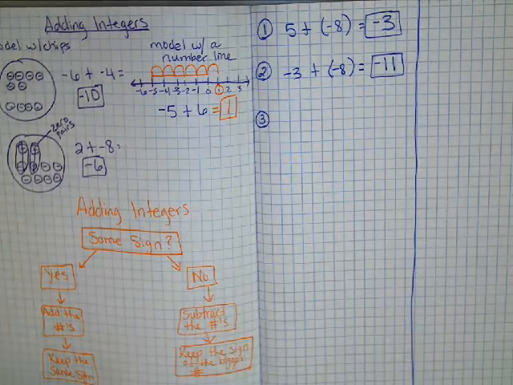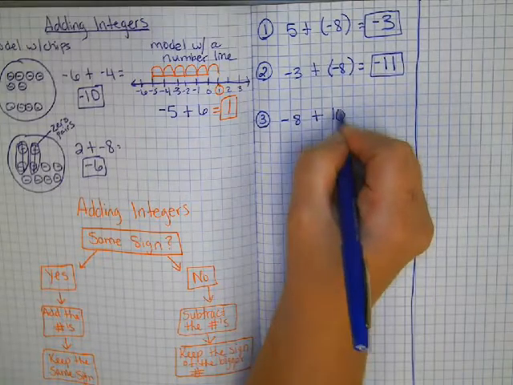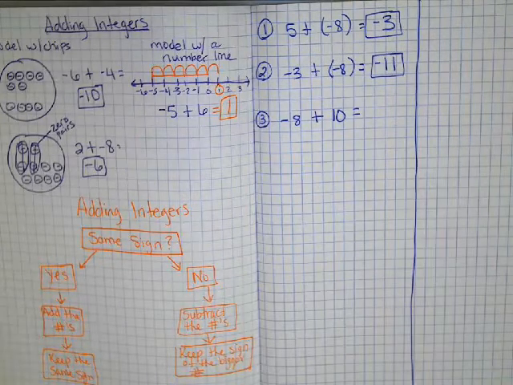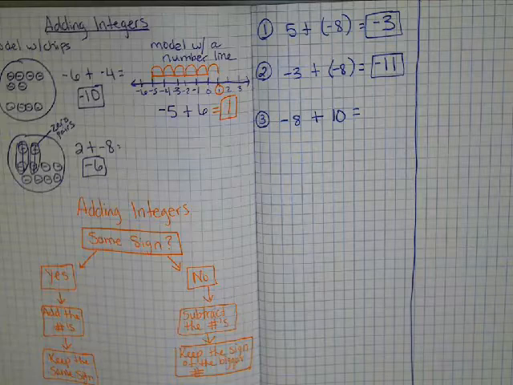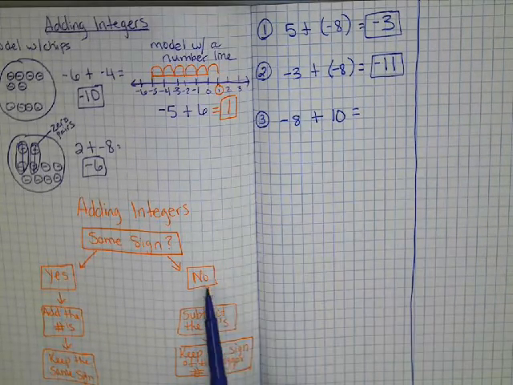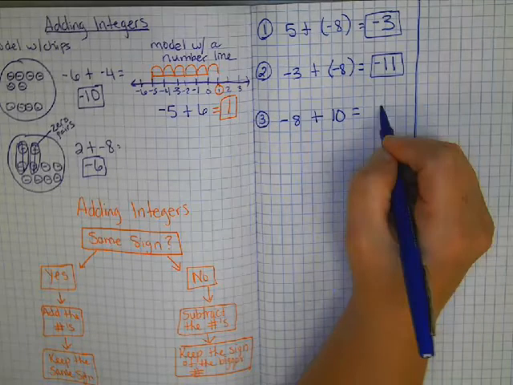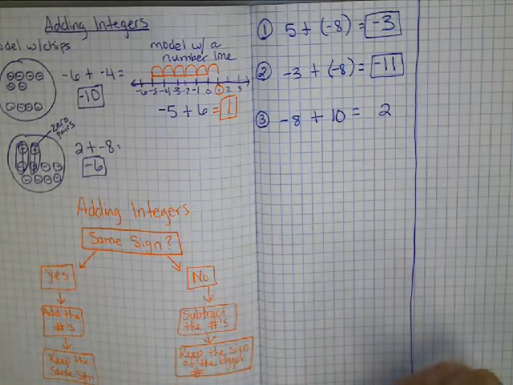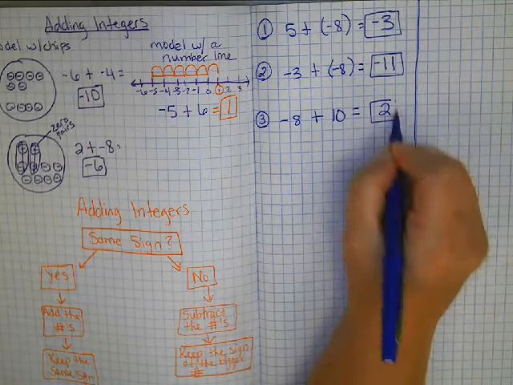Number 3, -8 plus 10. So pause the video and press play when you're ready to see the answer. My signs are different, so I subtract. 10 minus 8 is 2, and keep the sign of the bigger number. It's a +10, so it's a +2.